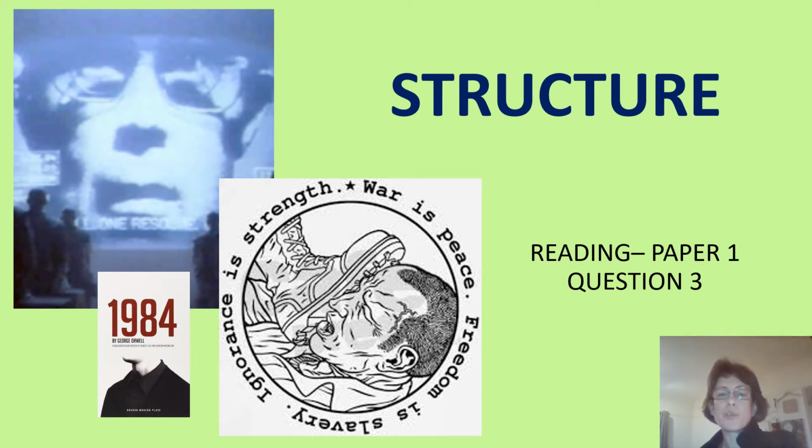Hi, welcome to Reading Structure, Paper 1, Question 3. Today we're going to use the first 4 paragraphs of the book 1984 by George Orwell. And as you may notice here, we've got some nice oxymorons. War is peace, freedom is slavery, which I thought I'd introduce just as a bit of revision.